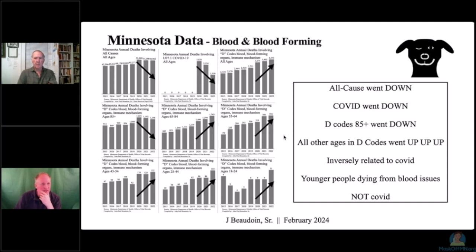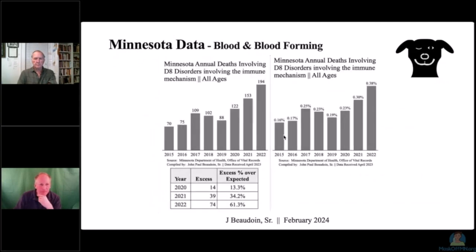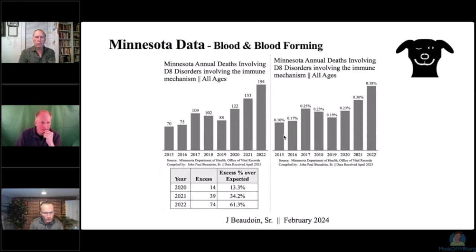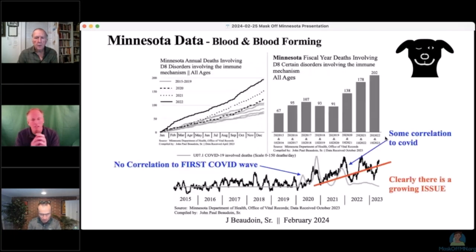Yeah. So this is D8, and this is the immune mechanism. So remember I said white cells, they call it the immune mechanism. It makes white cells, your lymph and your marrow. Look at this. Just look at this thing go sky high. Now the one on the right, what I do is I divide by the total number of deaths.